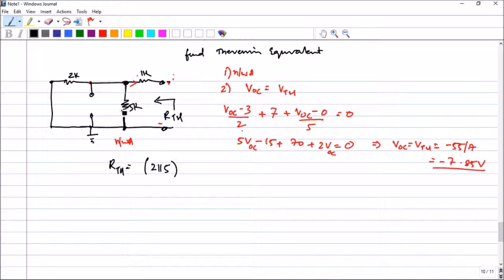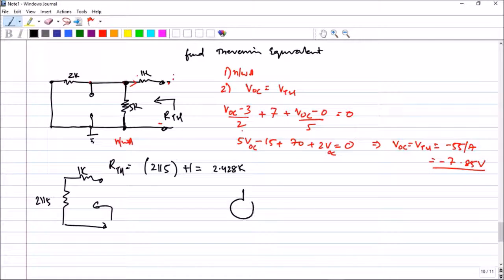And the effective value will be in series with this 1K, right? Because this is going to be replaced by a single resistance, 2 parallel 5. And that 1K is here, and you are seeing it from this side. All right, so plus 1. So you will be getting 2.428K.